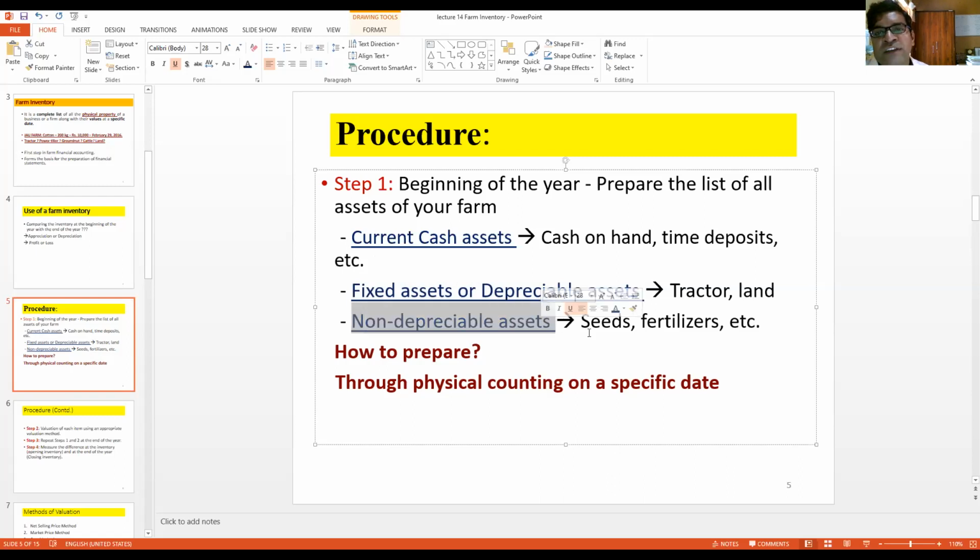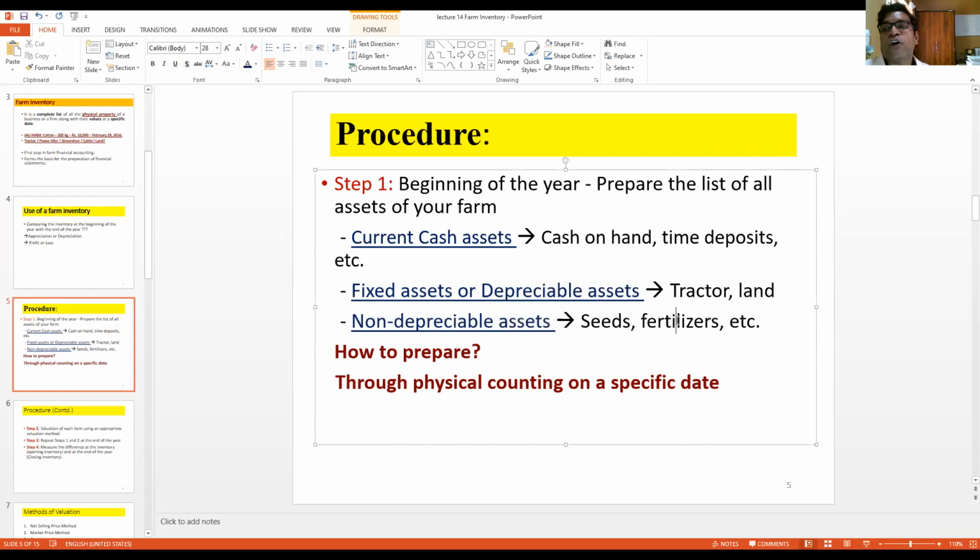And then we have non-depreciable assets, like seeds, fertilizers. They won't depreciate, right? Because they won't stand for more than 1 year. They'll be used immediately. Once the farmer is saving seeds from onion or potato, why is he saving it? Because he wants to use it for the next season, right? So there is no depreciation. Like tractor and all, they have depreciation because the farmer will be using it for multiple time periods. Here, the farmer will be using it immediately.